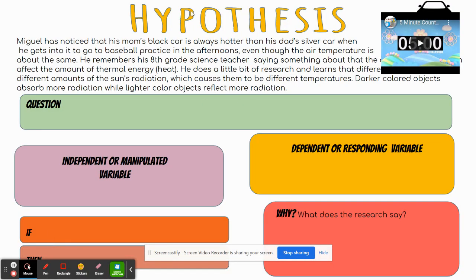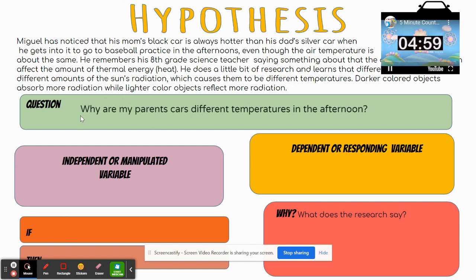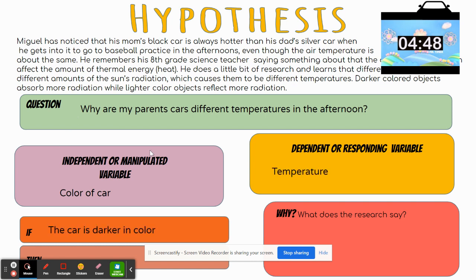Moving on to a hypothesis, you read about Miguel and his curiosity about the cars that his parents have. The question he was investigating is, why are my parents' cars different temperatures? The independent variable was the color of the car. The responding variable was the temperature. And then he wrote a hypothesis. If the car is darker in color, then the inside temperature will be greater. And this is because the research says darker colors absorb more heat.